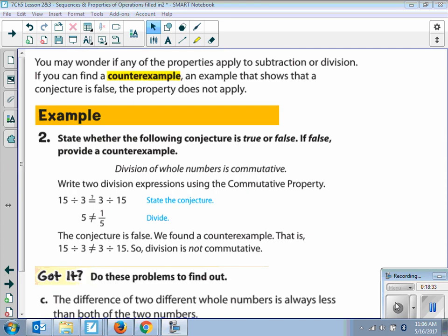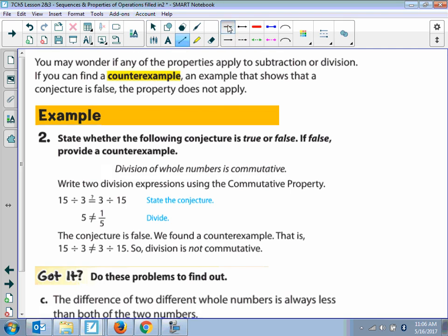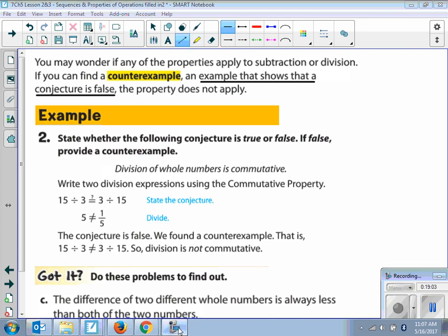Now, a counterexample. We already talked about this a little bit at the beginning. It says you may wonder if any of the properties apply to subtraction or division. Well, if you can find a counterexample, which is an example that shows that a conjecture is false, then the property does not apply. So a counterexample is an example that shows that a conjecture is false. And of course, a conjecture is just a statement, a statement that somebody's claiming something.